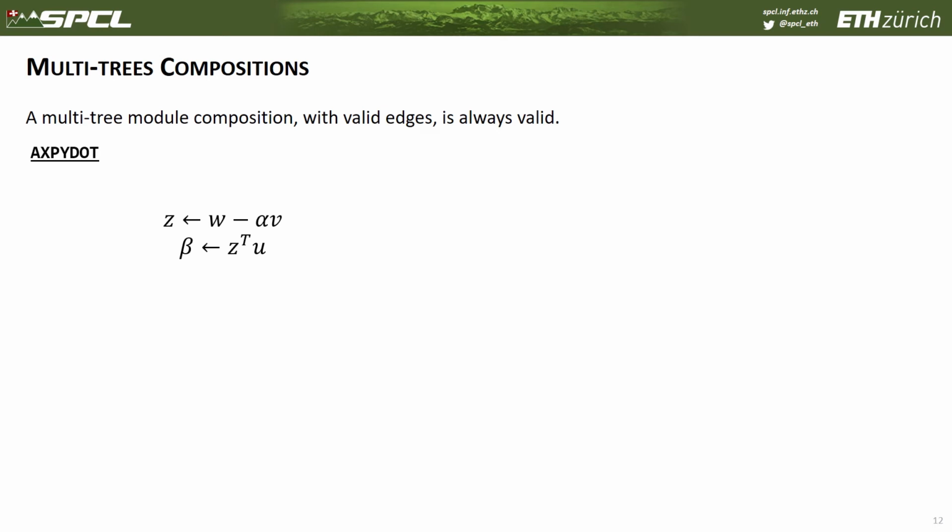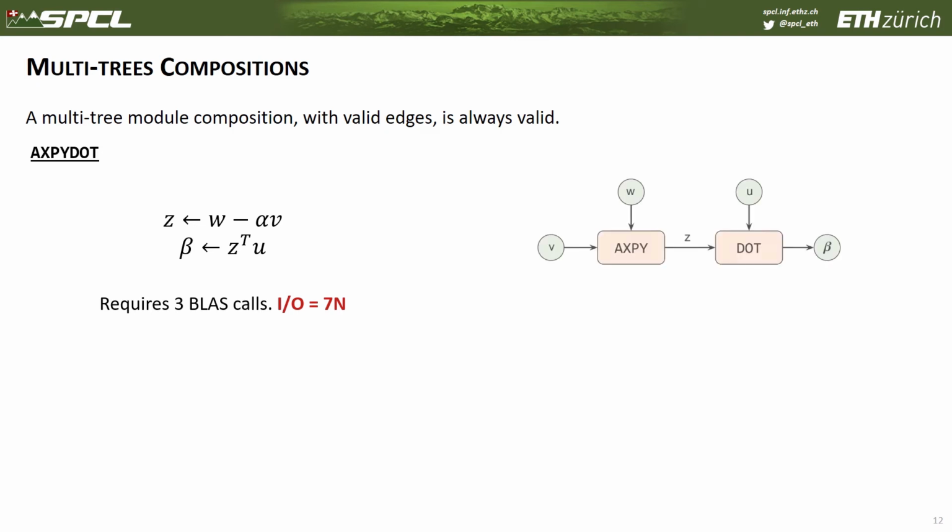So, in AXPYDOT, we have a computation that involves different vectors of size n. This can be implemented by using three BLAS calls, one copy, one AXPY, and one dot product. This will give us a certain I/O complexity if it is implemented in a standard way. Now, with the streaming implementation, we can allow the AXPY module to stream the data directly to the dot product. This will reduce the I/O complexity to less than half of the previous case, and also the two modules run in parallel, therefore further contributing to the reduction of the execution time.